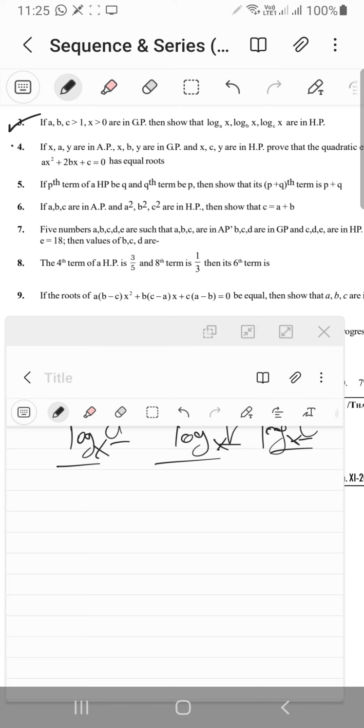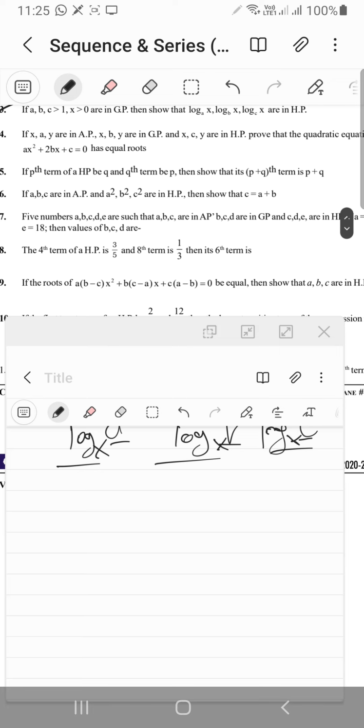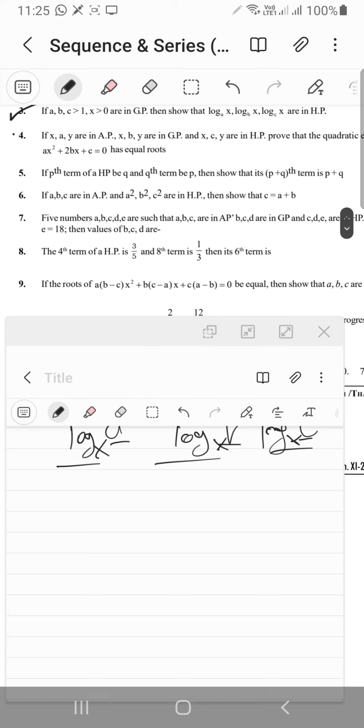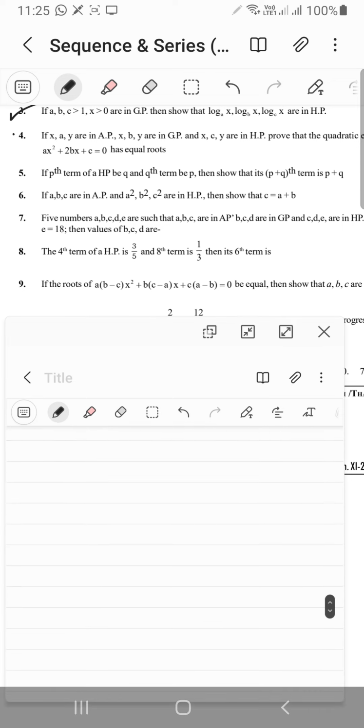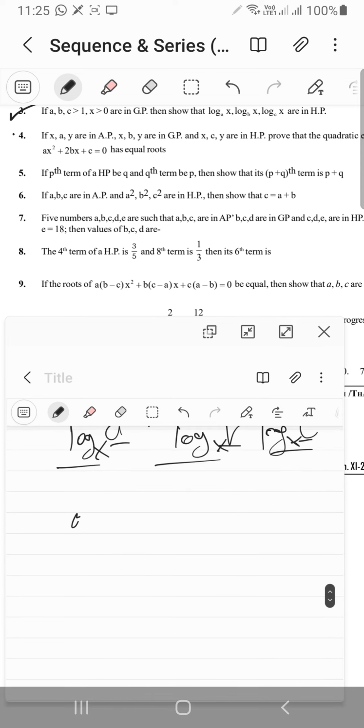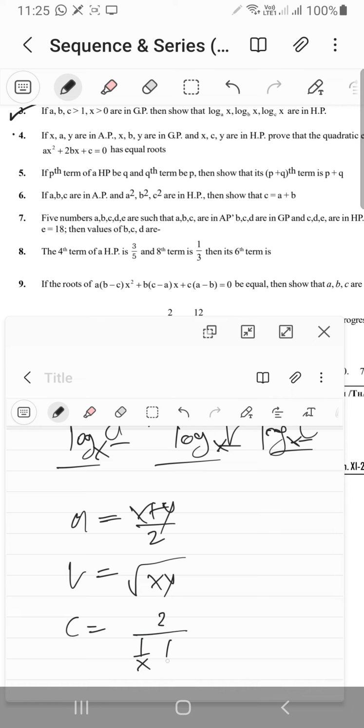Cool. If x, A and y are in AP, x, B and y are in GP, and x, C and y are in HP, prove that the quadratic equation. So just find A, B and C in terms of x and y. So A is the average, B is the geometric mean, which is square root of xy. C is the harmonic mean, which is 2 upon 1 upon x plus 1 upon y. This is how the harmonic mean is found.